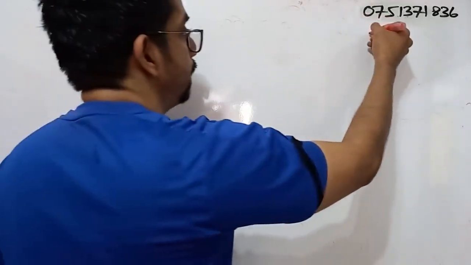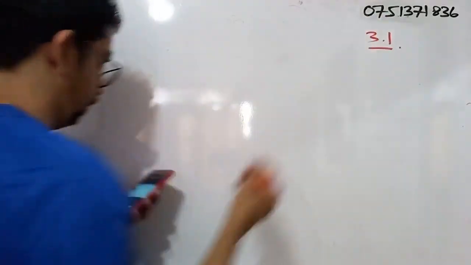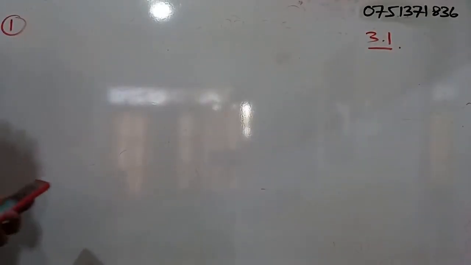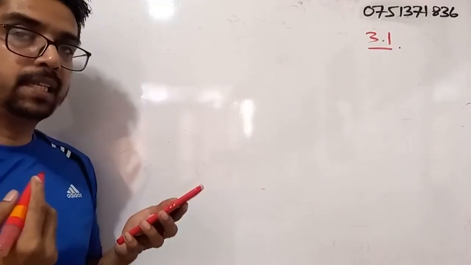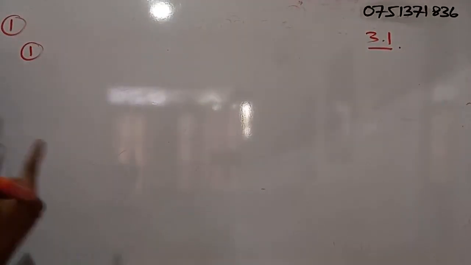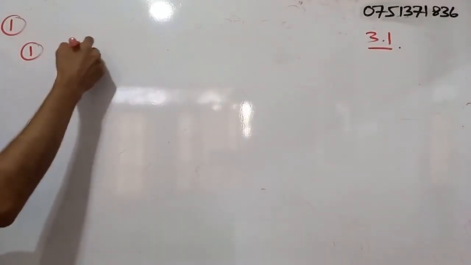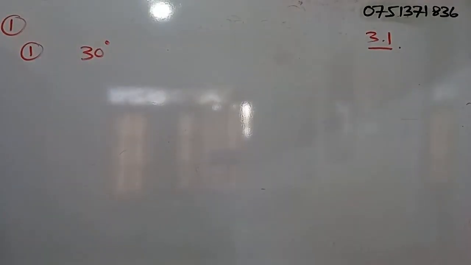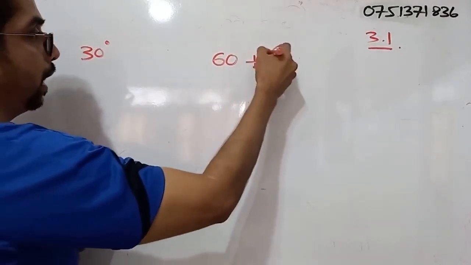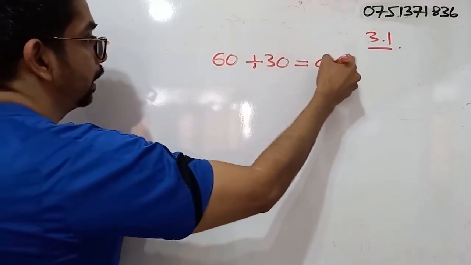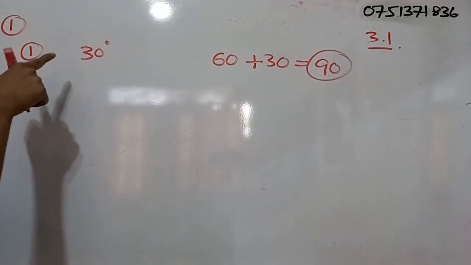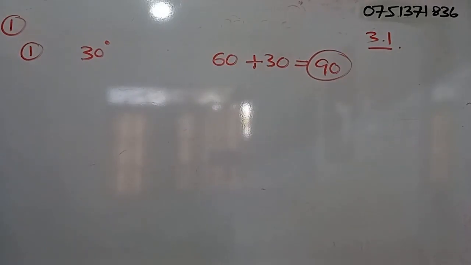Angles, this is exercise 3.1. Okay, question number 1. Copy and complete. The complement of 60 degrees is what? So this is part 1. The complement of 60 degrees, that is what? 30 degrees, right? We know if we take 60 and add 30, that sums up to what? 90. So the complement of 60 degrees is what? 30 degrees.